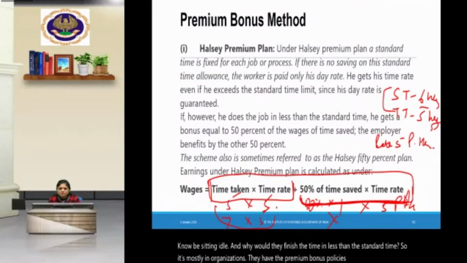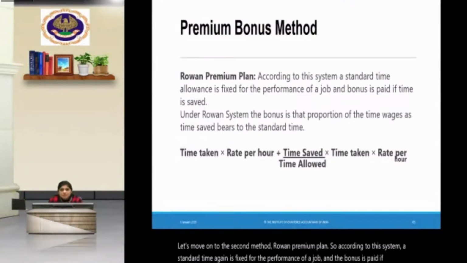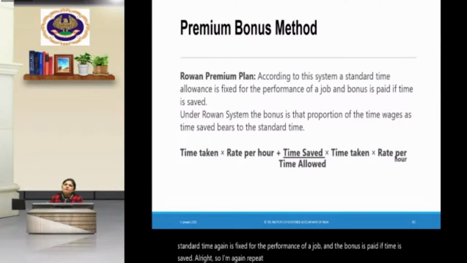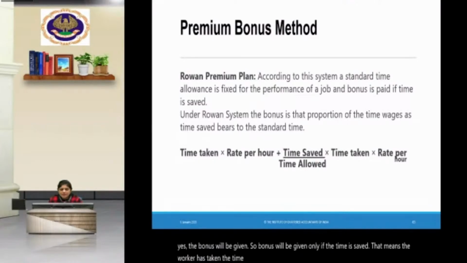Let's move on to the second method, the Rowan premium plan. According to this system, a standard time is again fixed for the performance of a job, and the bonus is paid if time is saved. I'm again repeating: if the time is not saved, they will get the basic wages or salaries. But if the time is saved in comparison with the standard time allowed, then yes, the bonus will be given. That means the worker has taken less than the standard time. If he has taken more than the standard time, he will get the basic wage or salary for the time taken, but not the bonus.